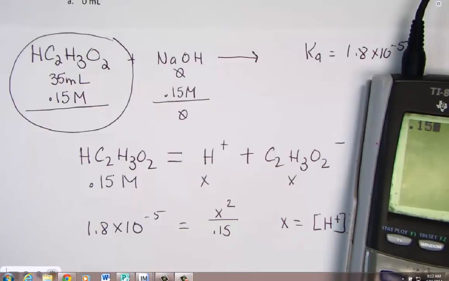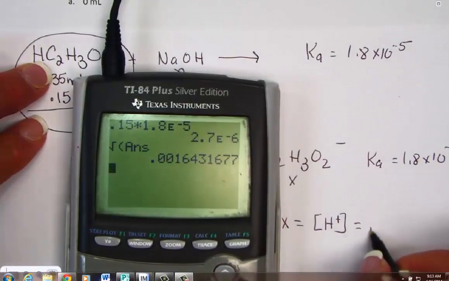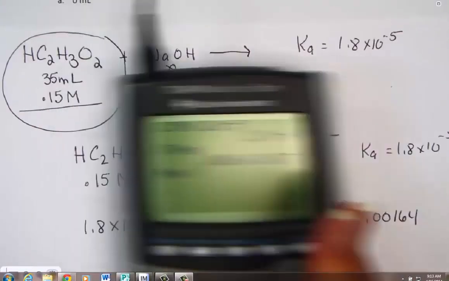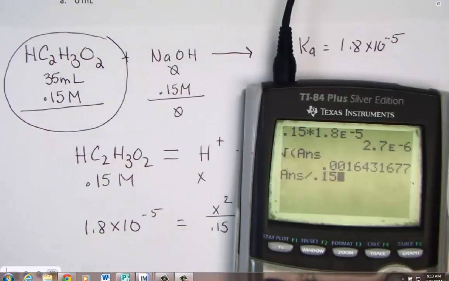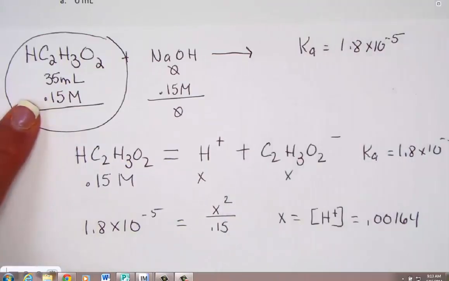0.15 times 1.8 e negative 5, square root that answer, and the hydrogen ion is 0.00164. Let's just quickly check that 5% rule. It's 1% ionized, so we fall well within the 5% range.